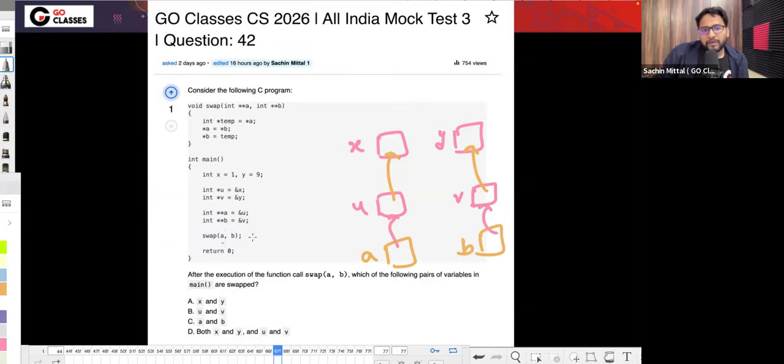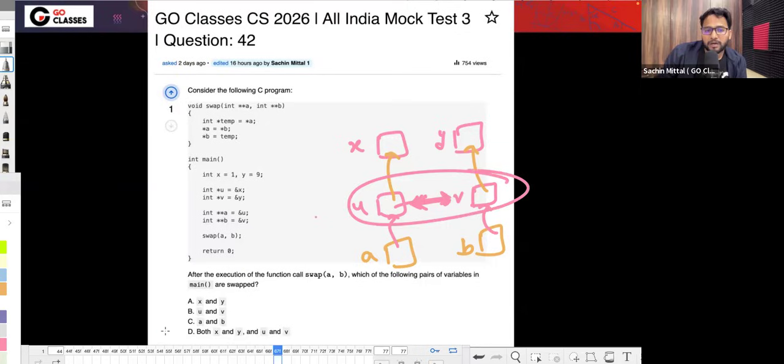Now they are saying swap a comma b. In the swap function we are basically swapping whatever a is pointing to, because of star temp. I mean, basically star a and star b we are swapping. Star a and star b means we are swapping the content of u and v. Okay, that's all. We are not swapping a and b, we are not swapping x and y, we are just swapping u and v.